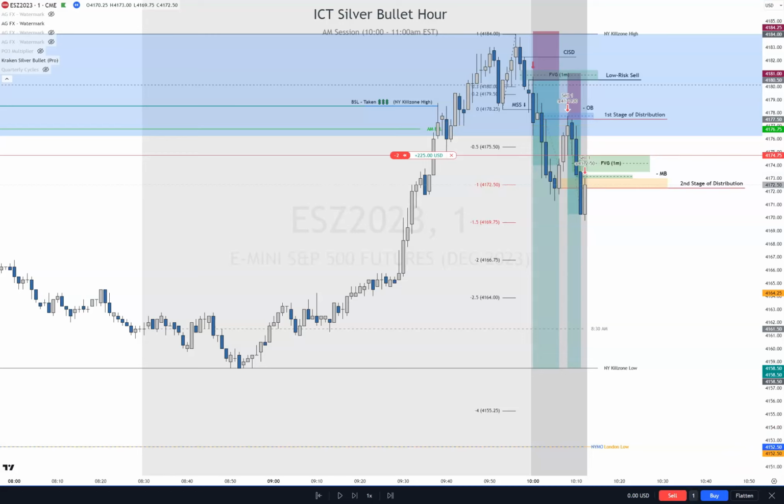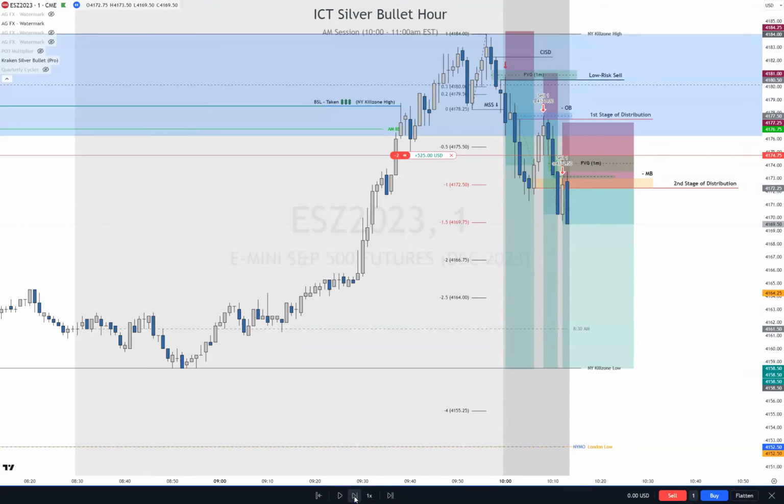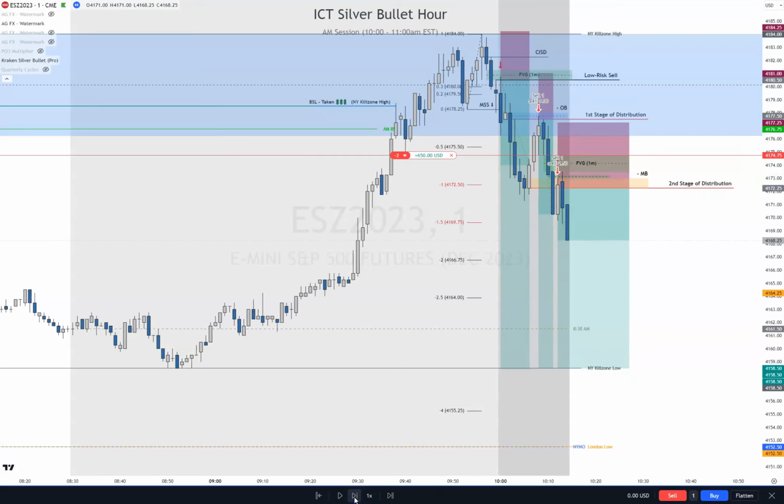This would be the second stage of distribution. I could sell one there, and you can aim for the New York kill zone low as well. Okay. So trades up into the mitigation block, into the fair value gap, and then into just the bottom of that fair value gap. It doesn't even go into it, it just stops right there. 3 PD arrays right there, basically.